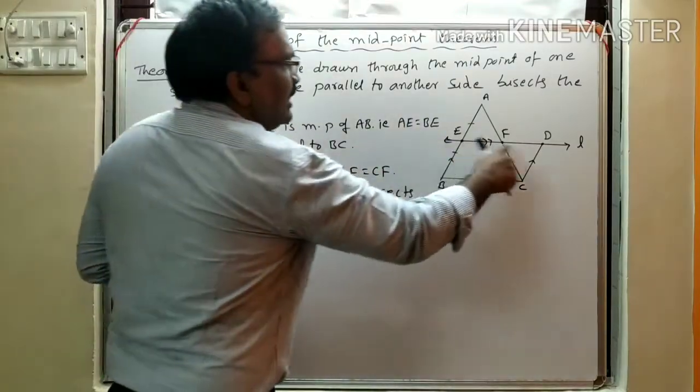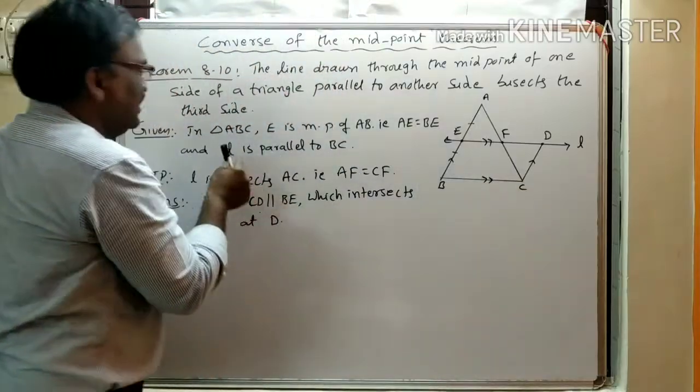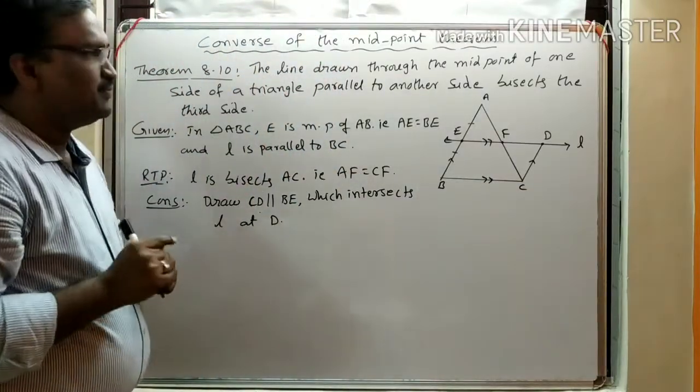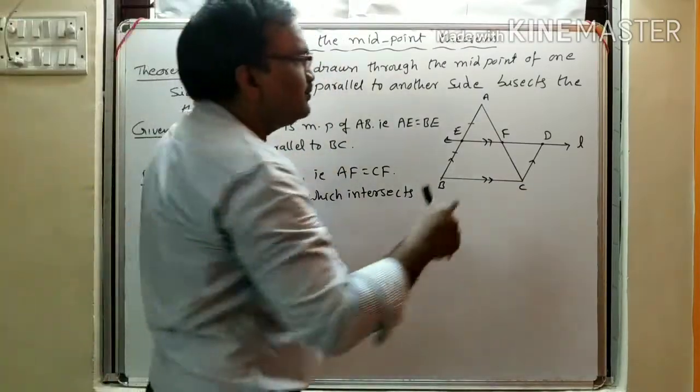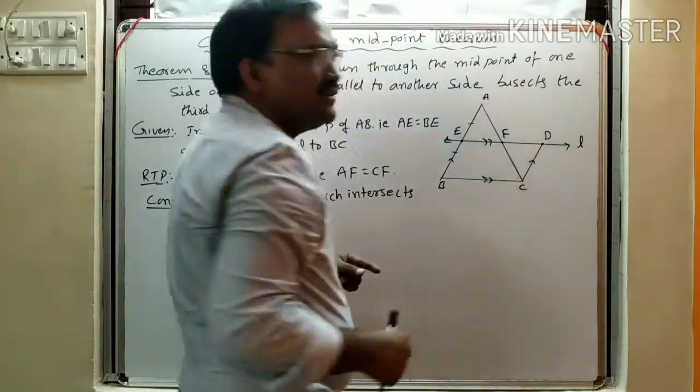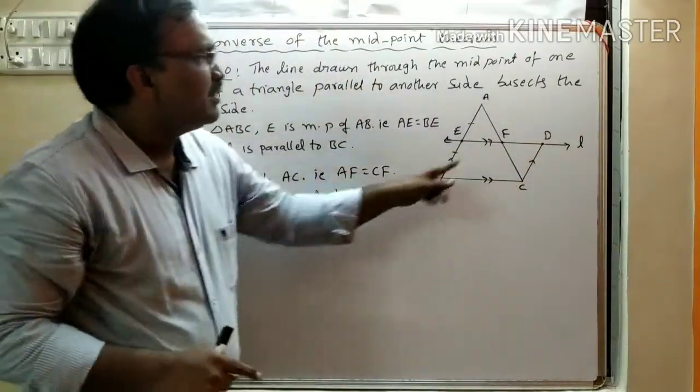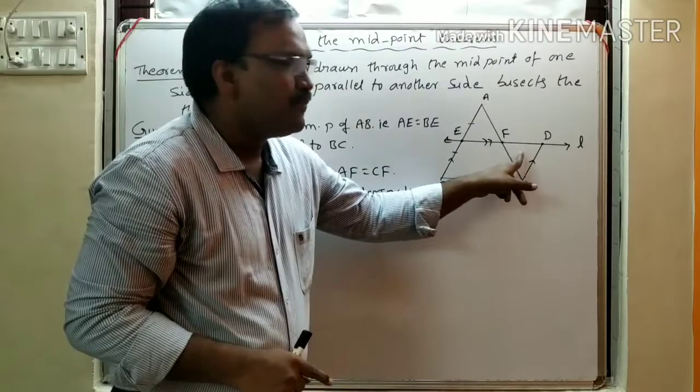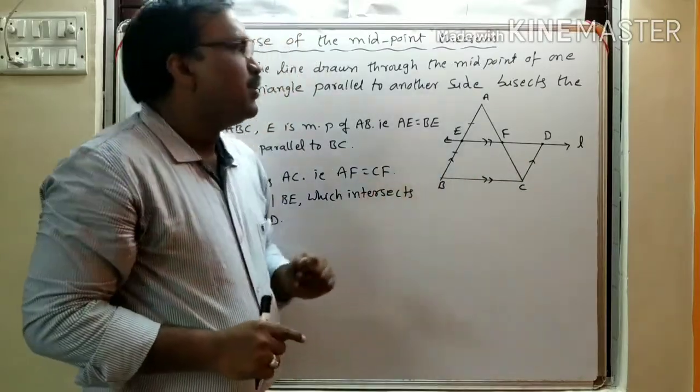Next, the line L is parallel to BC. Next, what you have to prove? The line L bisects AC. That means AF is equal to CF. That you have to prove.